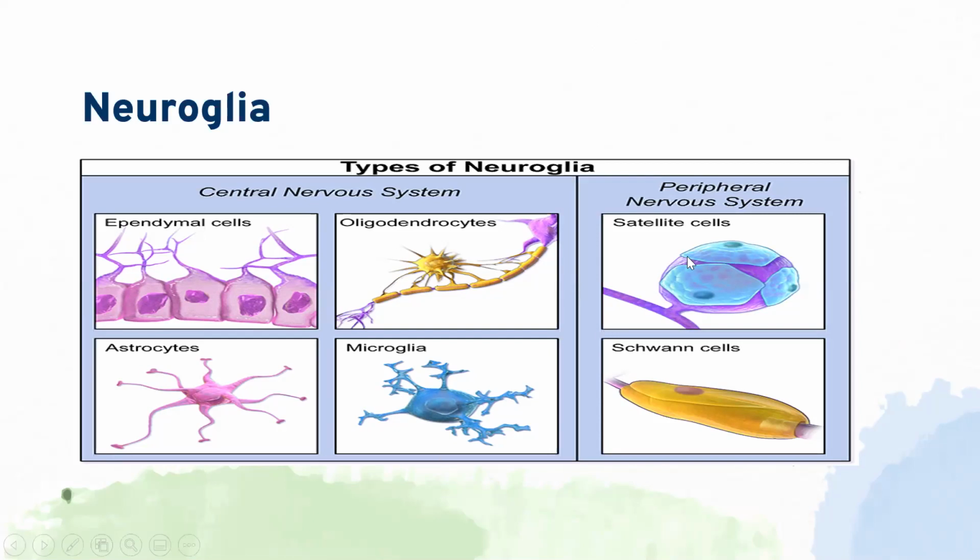And in the peripheral nervous system, we have satellite cells, known as amphicytes, and we have Schwann cells, which help to produce the myelin sheath on the axons outside the central nervous system.